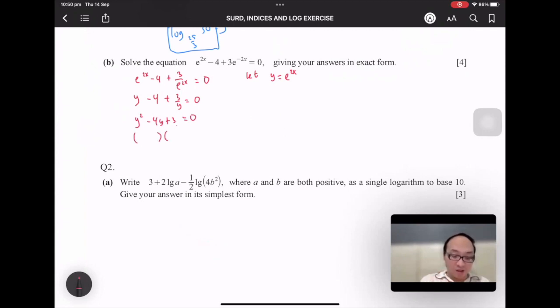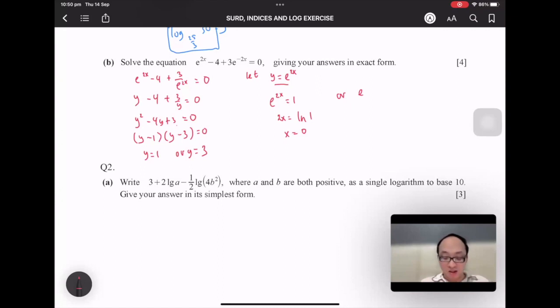And we can factorize this. y minus 3, y minus 1. So y equals 1 or y equals 3. And then we change back, y equals e to the power of 2x. So e to the power of 2x equals 1. That means 2x will be equal to 0, or I just rewrite it as ln 1, which is equal to 0. So x equals 0.